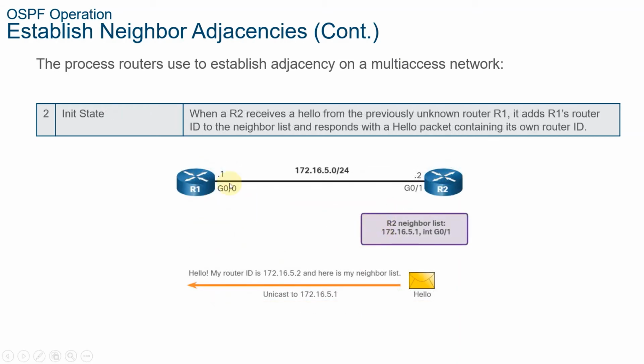Next would be the init state. R2 receives the hello packet from R1 and adds the R1 router ID to its neighbor list. R2 then sends a hello packet to R1. The packet contains the R2 router ID and the R1 router ID in its list of neighbors on the same interface.